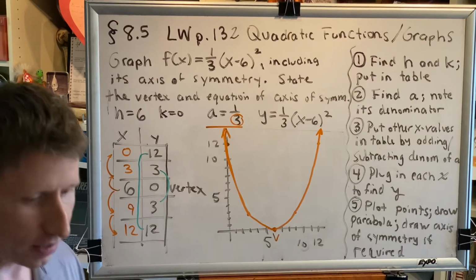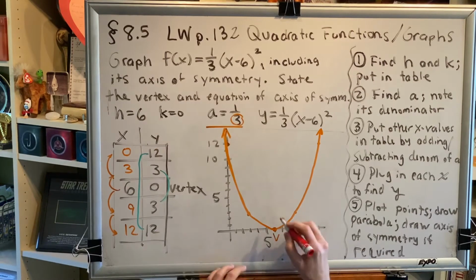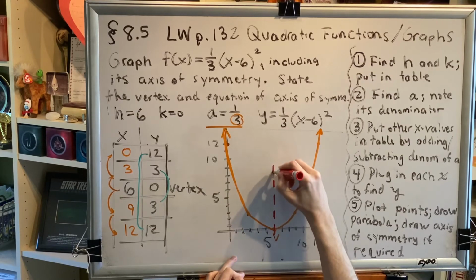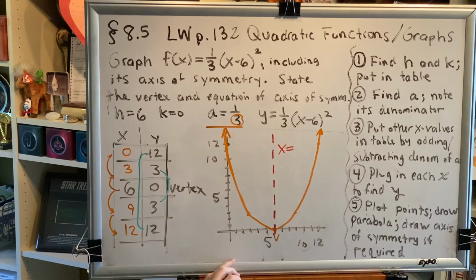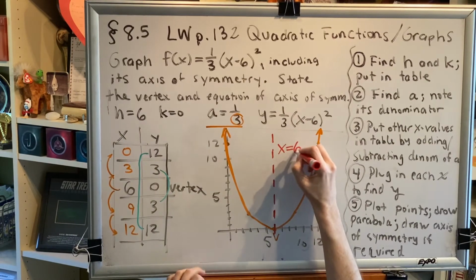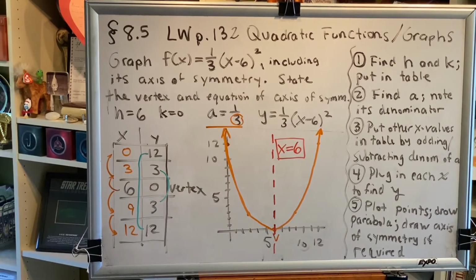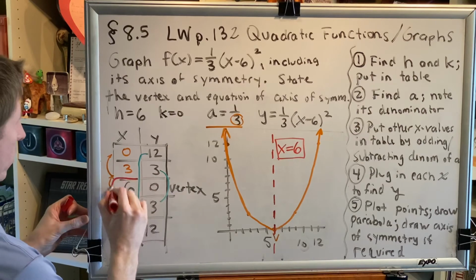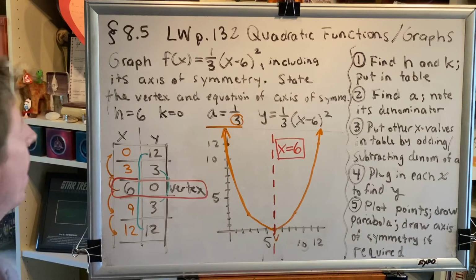Now we have to graph the axis of symmetry. The axis of symmetry is the vertical dashed line through the vertex. The equation of the axis of symmetry is x equals h. For this problem, h is 6, so the equation of the axis of symmetry is x equals 6. I think we've done everything that we needed to do here. We created our graph, we graphed the axis of symmetry, we stated the vertex, and we provided the equation for the axis of symmetry.